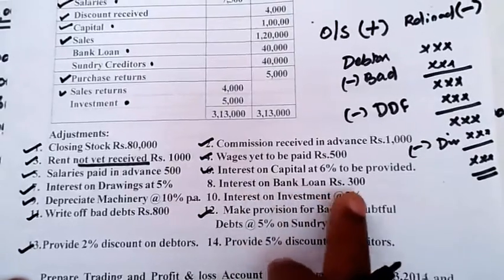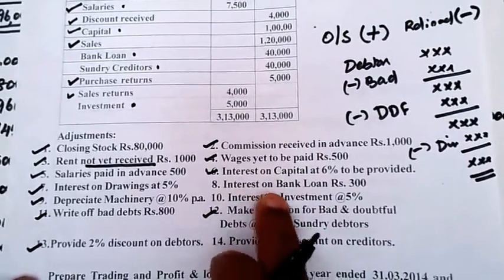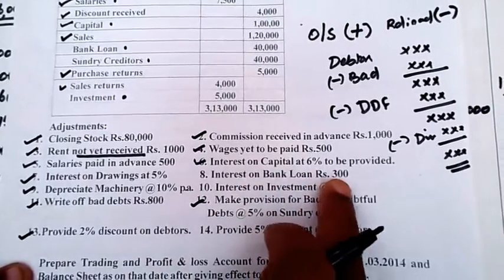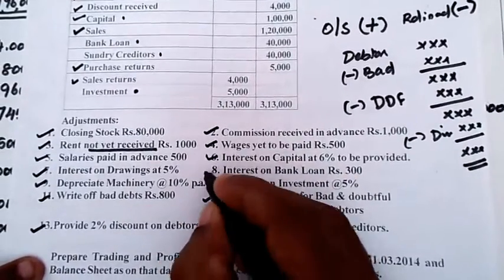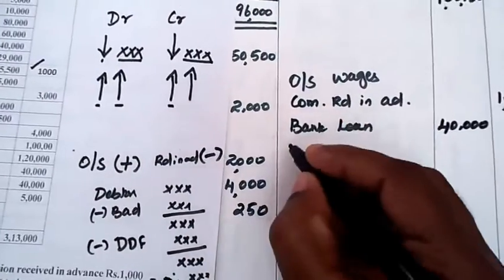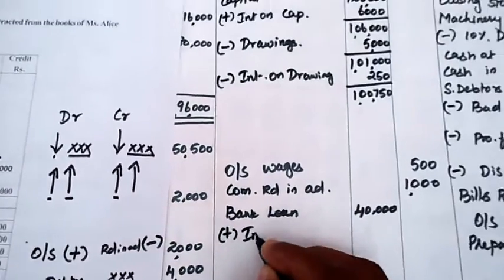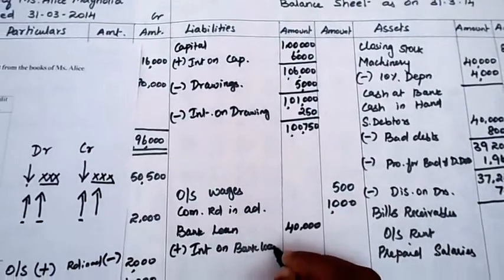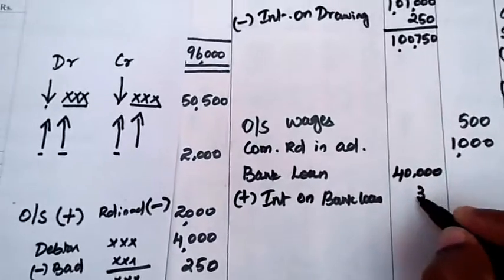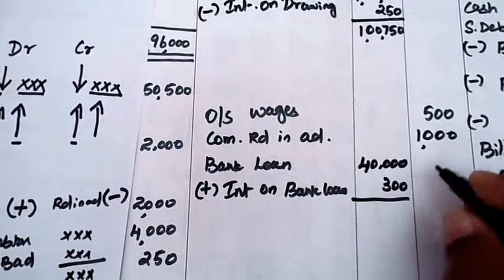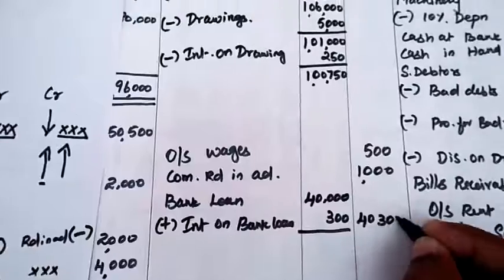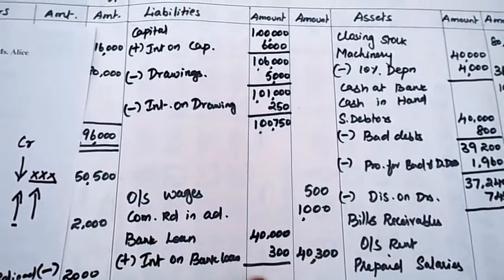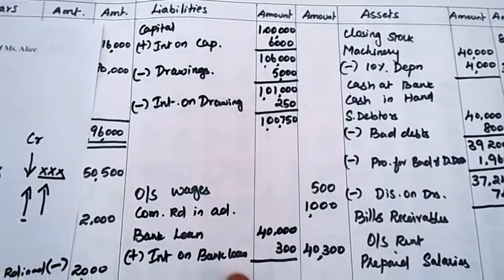Interest on bank loan 300 rupees. Any interest will be added along with the respective account. So interest on bank loan should be added along with bank loan. Under the liability side, add interest on bank loan. How much? 300 rupees, no? Just add. What is the value? 40,000 plus 300. So when you add interest on bank loan along with bank loan, it increases the credit balance.